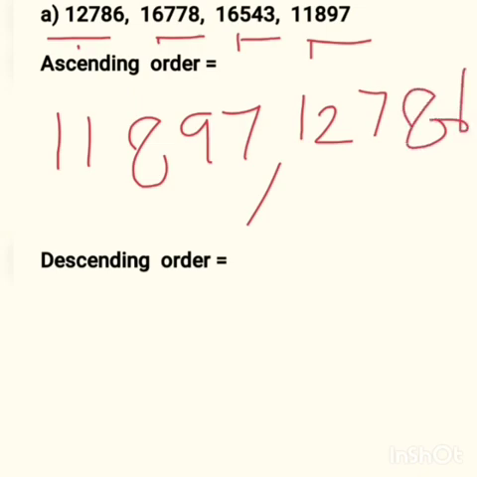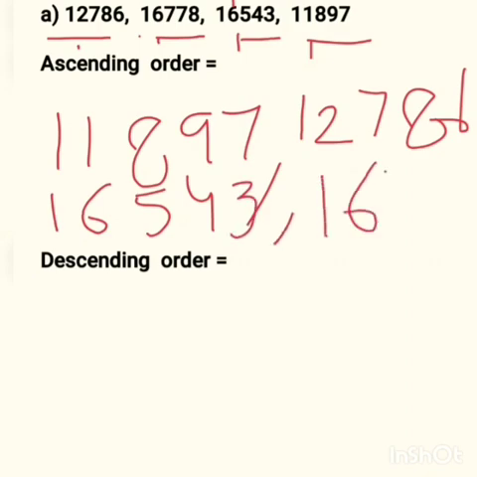Now these two numbers are left. Now we have to move to the next place, which is the hundreds place. So you can see here 167 and here 165. So which one is smaller? 16543, right? And the last is 16778. Got it?